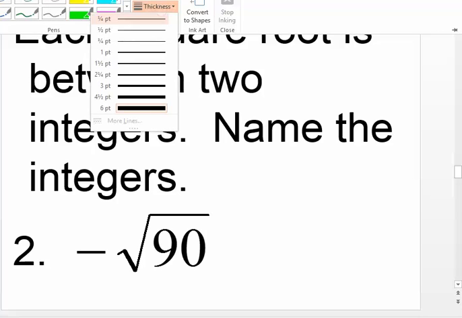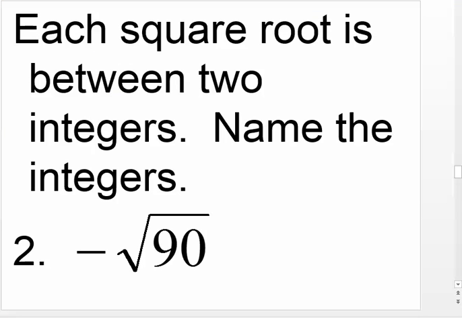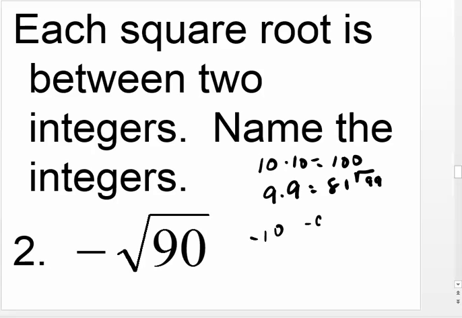We're going to do it both ways again. First of all, we are going to look at the square root of 90. Well, 10 times 10 is 100, which is greater than 90. So then we're going to look at 9 times 9, which is 81. So the square root of 90 is somewhere between there. If we want the opposite of that, then it is going to be somewhere between negative 10 and negative 9.